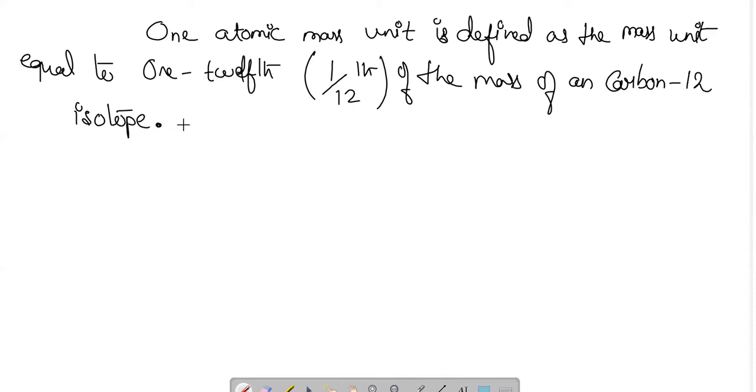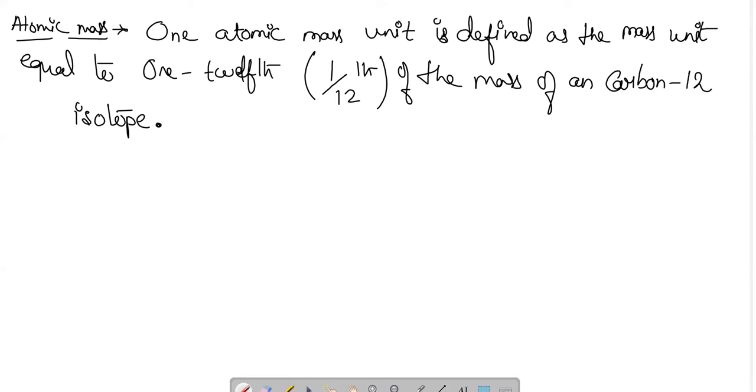So this is the definition for the atomic mass unit. Whenever anyone asks you about the definition of the atomic mass, you will give this particular definition. That is, one atomic mass unit is defined as the mass unit equal to 1/12 or 1 by 12th of the mass of a carbon-12 isotope.